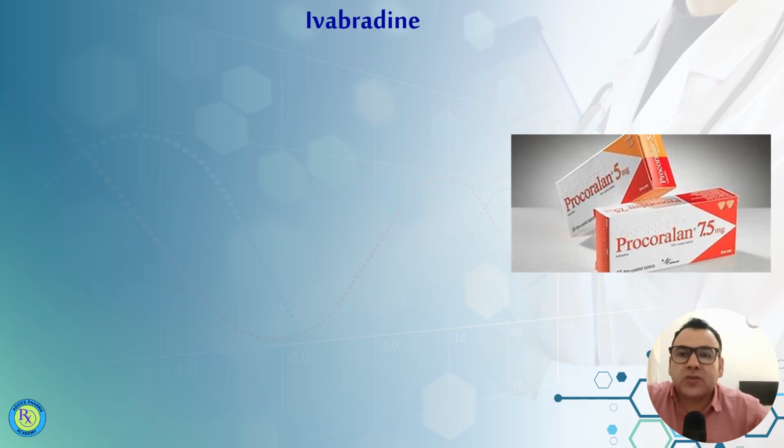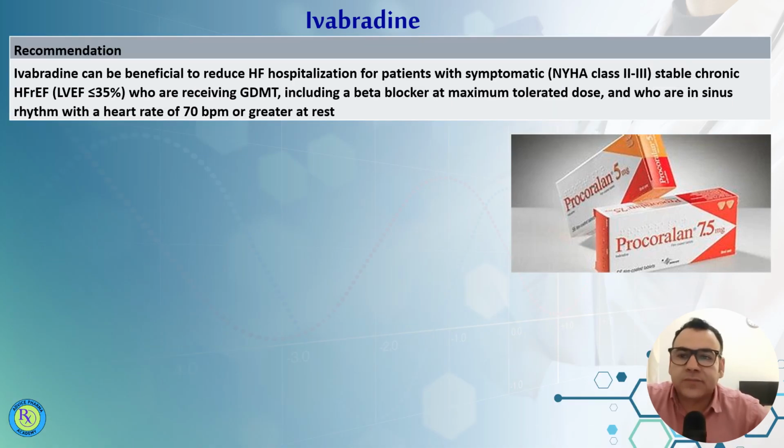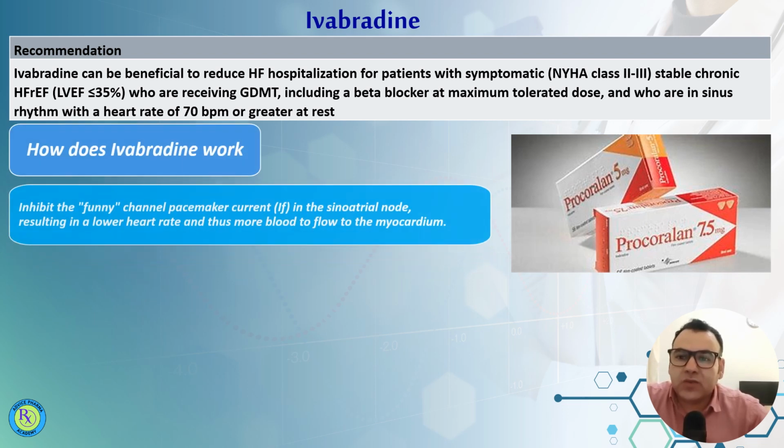A new drug introduced recently is ivabradine, available in two strengths, 5 milligram and 7.5 milligram. The brand is Procoralan. This medication is recommended in patients with stable chronic heart failure with reduced ejection fraction who are receiving guideline directed medical therapy, including a beta blocker at the maximum tolerated dose, who are in sinus rhythm with a heart rate of 75 bpm or greater. So how does it work?